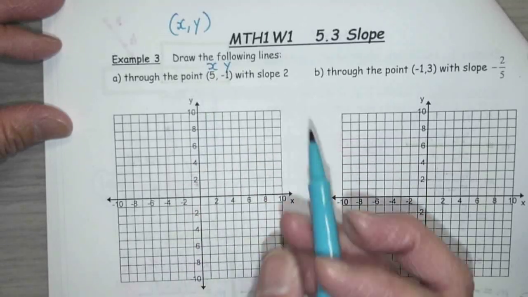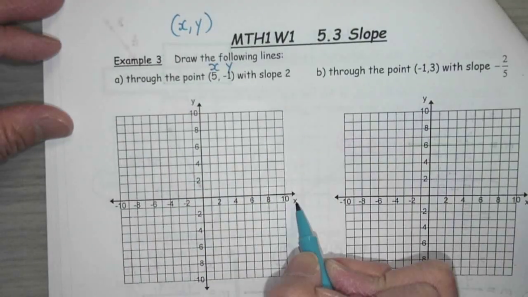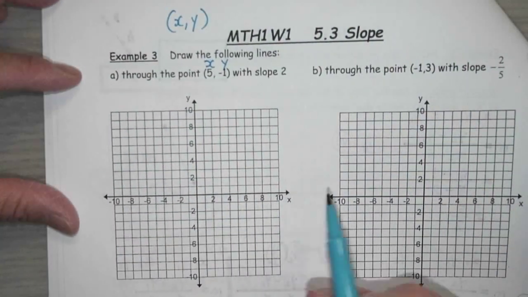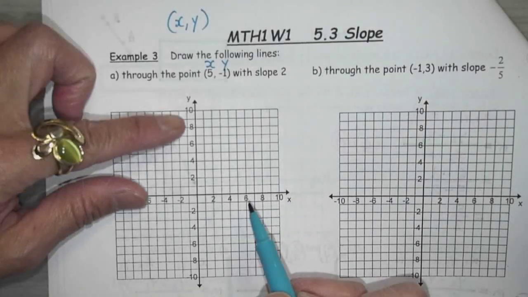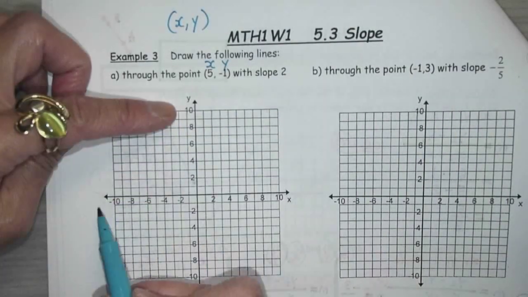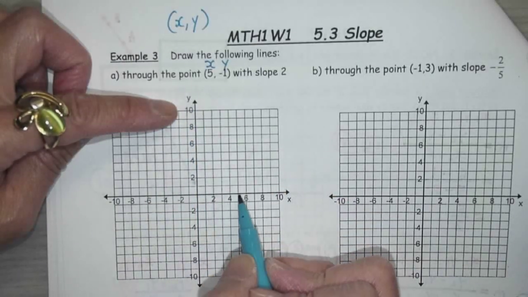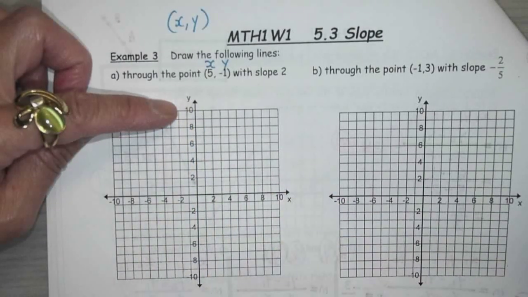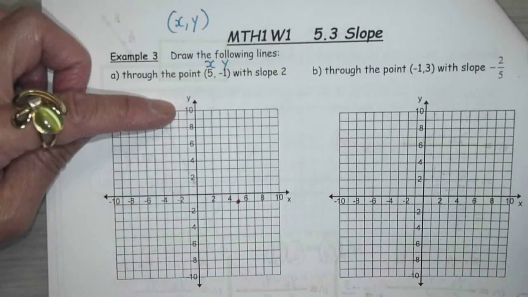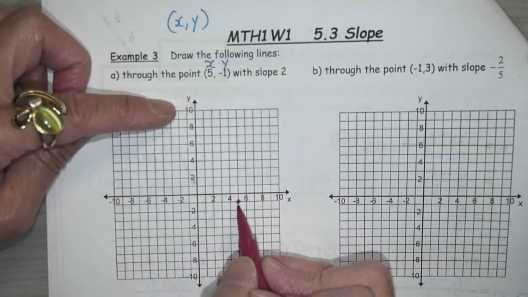So the first number is x. You're going to go 5 along the x. X is always horizontal, by the way. I always think x is shorter and the y is longer. So x is across and y is up and down. Y is longer, so it goes up and down. So 5, negative 1. I'm going to plot 5, negative 1 right here. That's 5 along the x, negative 1.